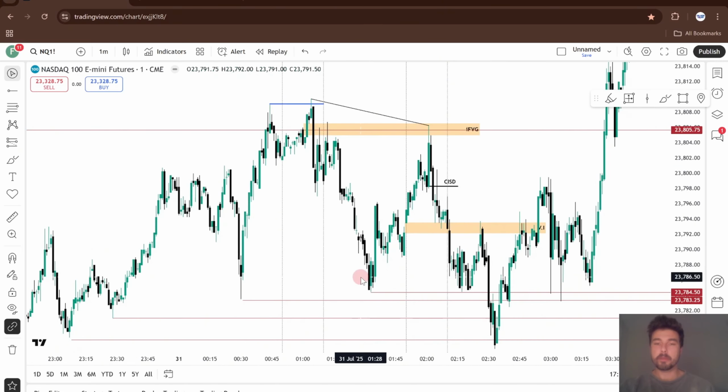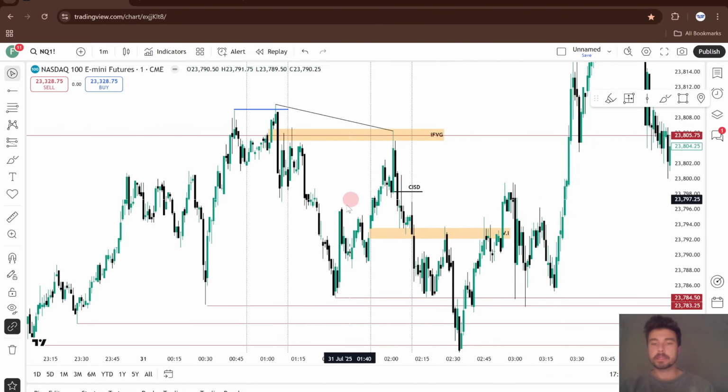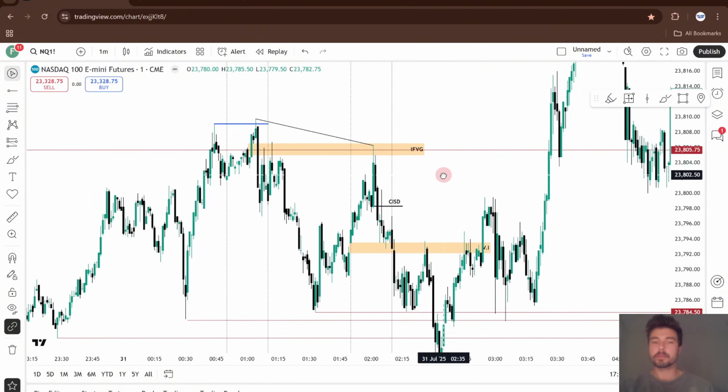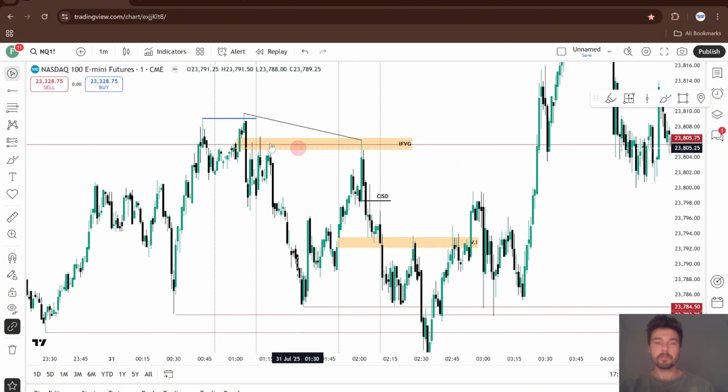I offered a nice little scalp and then break even stop. As the market entered the next macro, you can see what happens here. Now I've got a few things marked out. This is that original inversion. That's from the previous macro. We pull back up into that here.